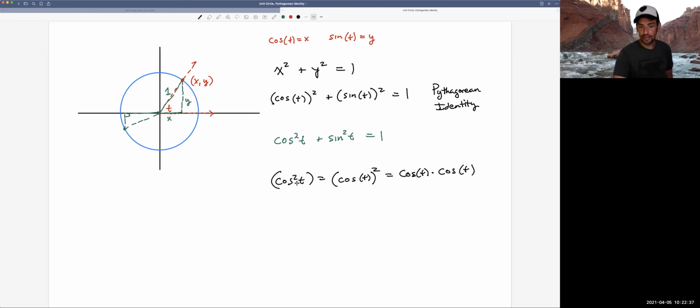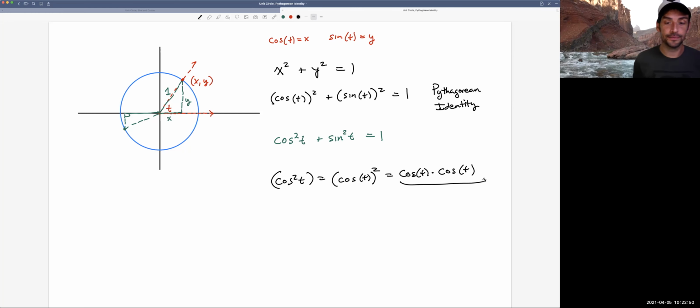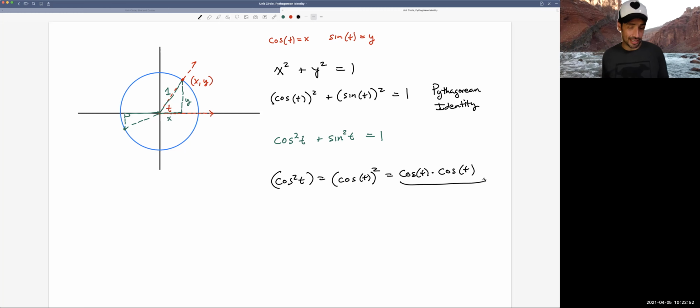So when we write this squared between the cosine and the t, we really mean what I've written here. You're taking cosine first of an angle and then multiplying that number by itself, right? What I've got at the end here, okay? This is going to be particularly frustrating later when we put an exponent in the same spot to mean something different.